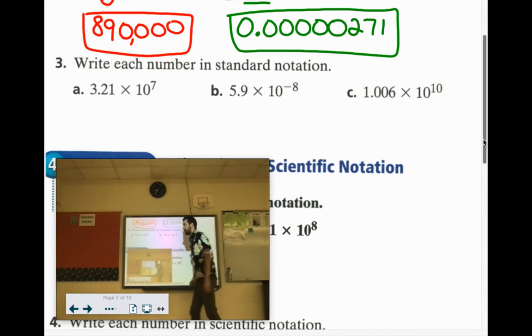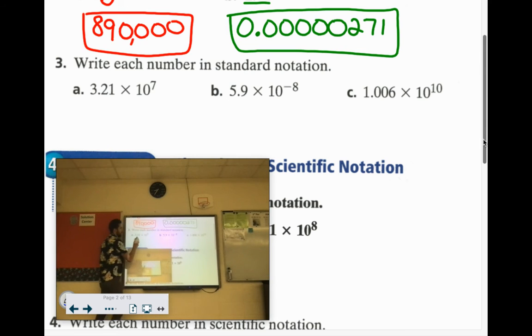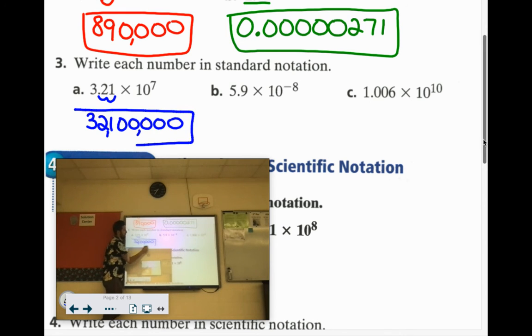3.21 times 10 to the 7th. It's going to be a larger number, so we move it to the right. 1, 2 places. We still need to go 5 more places, so there would be 5 zeros after this. 1, 2, 3, 4, 5. Put in your commas. 32,100,000. This is 10 to the -8th, which means there's going to be 8 zeros in front of it.